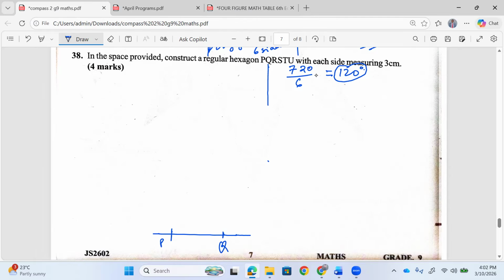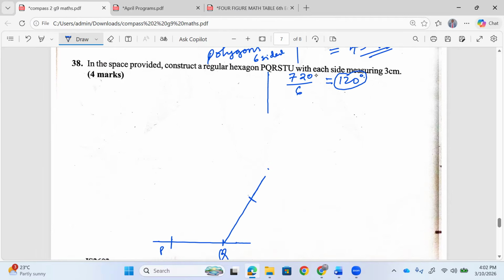You produce a line like that. Then along this line, you also measure 3 centimeters again. The mark is there. After measuring 3 centimeters, that becomes point R. PQR. Then you measure again 120. On that point where you've marked your 3 centimeters, you produce an angle of 120.